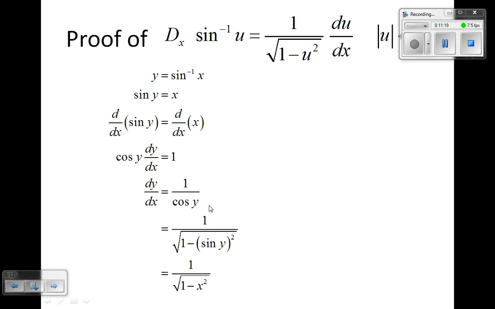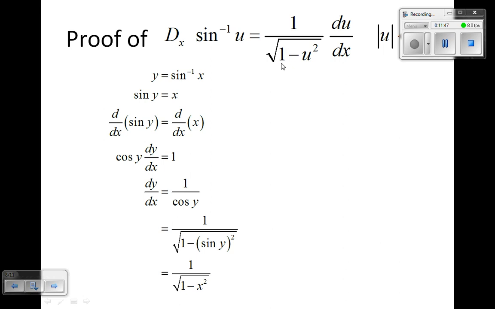Now cosine y, with the Pythagorean theorem, sine squared plus cosine squared equals 1, 1 minus sine squared, square rooted, would be cosine y. So I substitute that in there. And last thing, sine y is defined to be x. So I go ahead and replace sine y with x, and there's our formula.